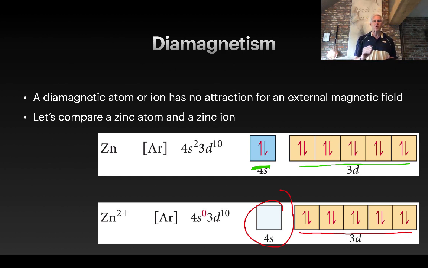Anyways, our zinc atom is diamagnetic, and our zinc ion is also diamagnetic. The fact that it's diamagnetic tells us that those electrons came out of the 4s, because if they had come out of the 3d, then we would be missing those electrons, and we would have seen paramagnetism instead of diamagnetism.